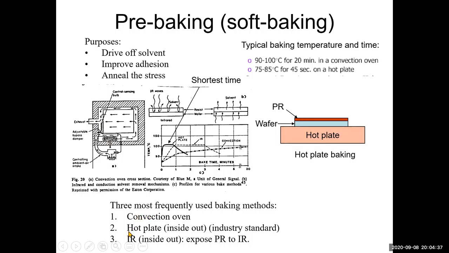The second method is based on a hot plate. Namely, we simply place the wafer on top of a hot metal plate. But please know that hot plate baking is an inside out baking, namely the bottom surface of the PR is baked first. This helps to dry off the solvent more effectively. This is different from convection oven. For convection oven, the top surface of the PR is baked first.